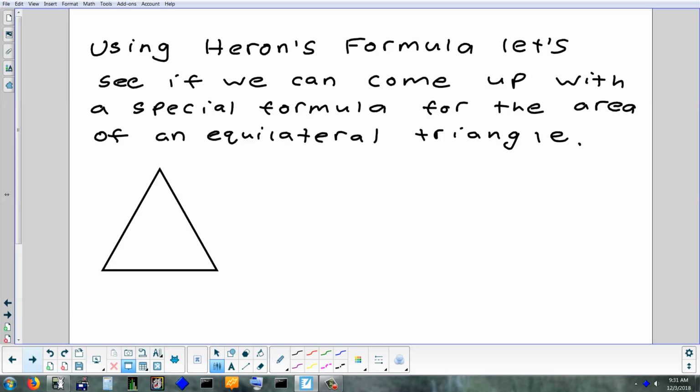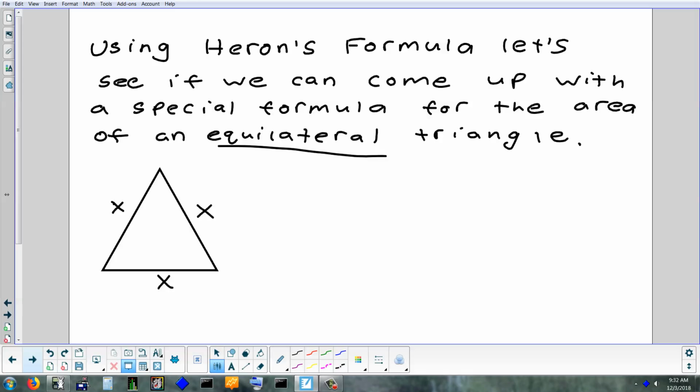All right. So what I want to do now is come up with a special formula for a special kind of triangle, and that's an equilateral triangle. We're going to come up with a formula that will give us the area of an equilateral triangle. What does it mean if it's equilateral? All the sides are the same and all the angles are the same. So if I pick a letter for one side, let's pick x, what would the other sides be? They're all x.